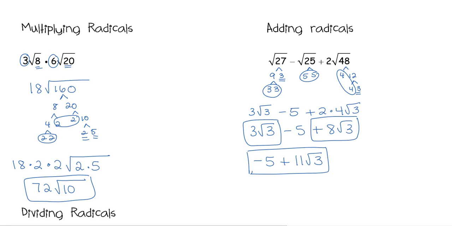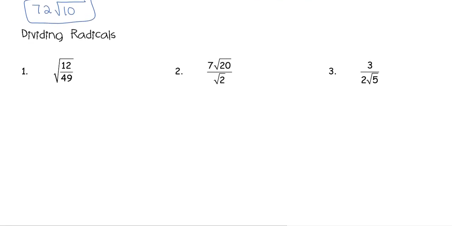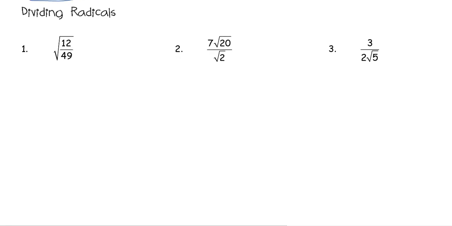All right, now to the tough one. The hardest operation to do with radicals is dividing radicals because there's so many different ways we can divide radicals. One, we can't have a fraction underneath the radical. So the first thing I'm going to do here is look to see, can I simplify 12 over 49? No. So I'm going to break that into 2 pieces, the numerator, which is the square root of 12, and the denominator, which is the square root of 49.